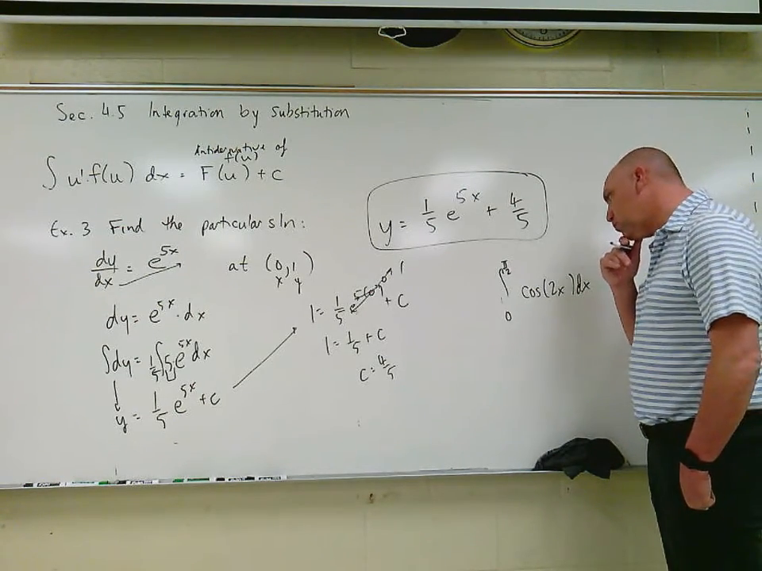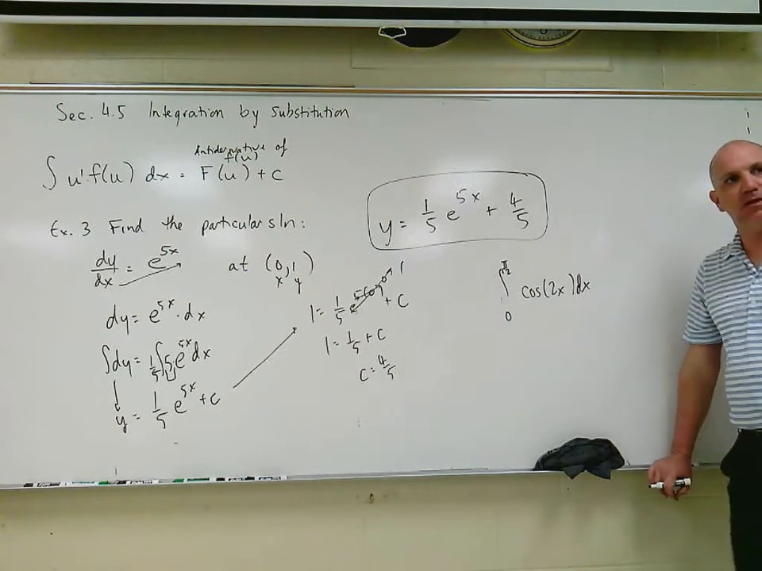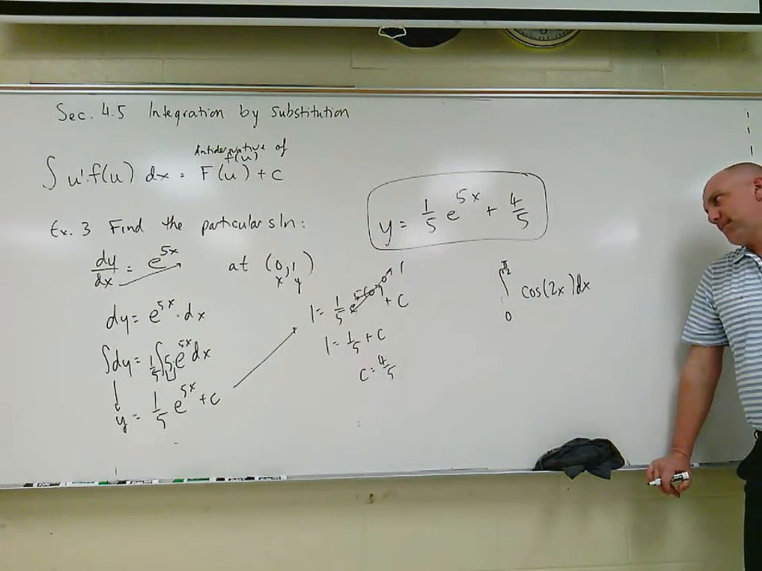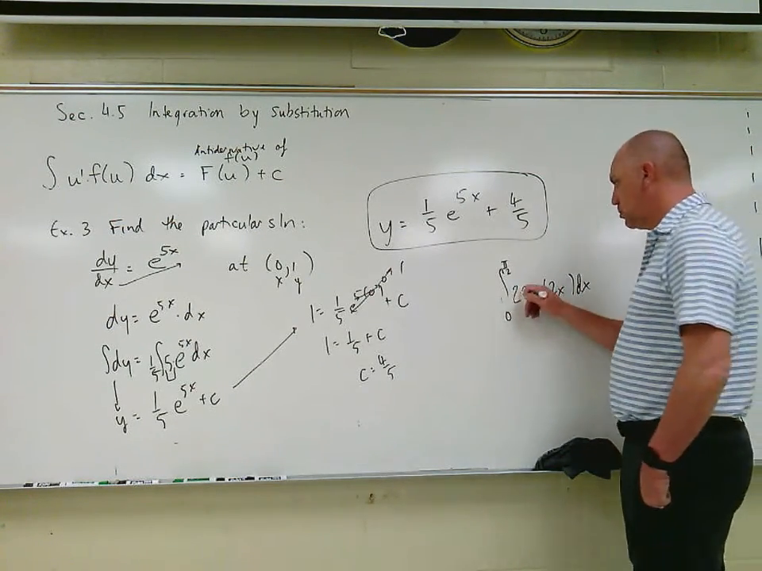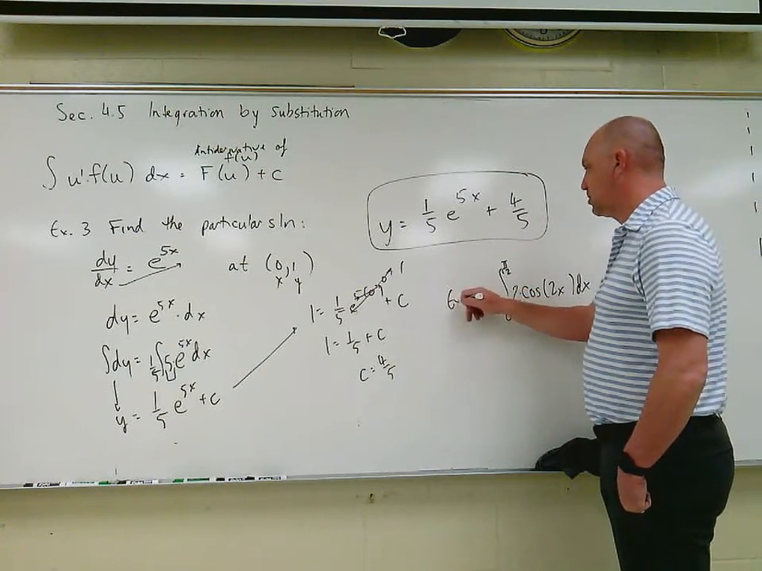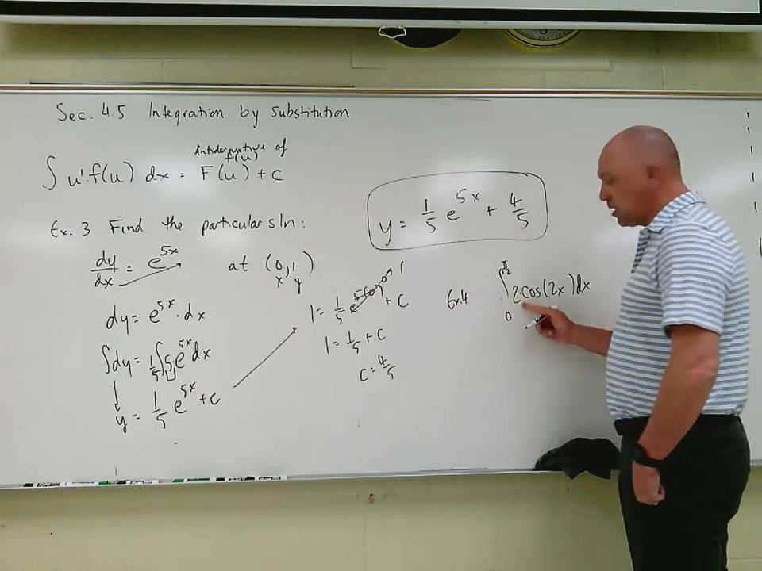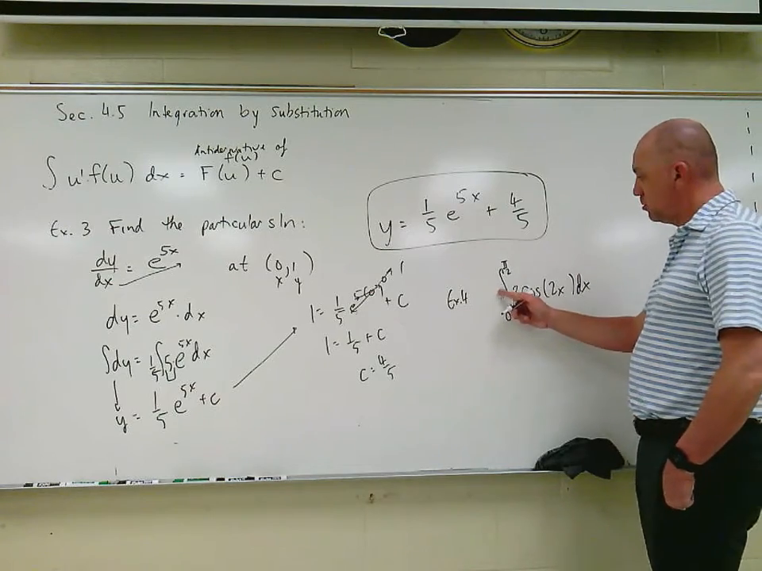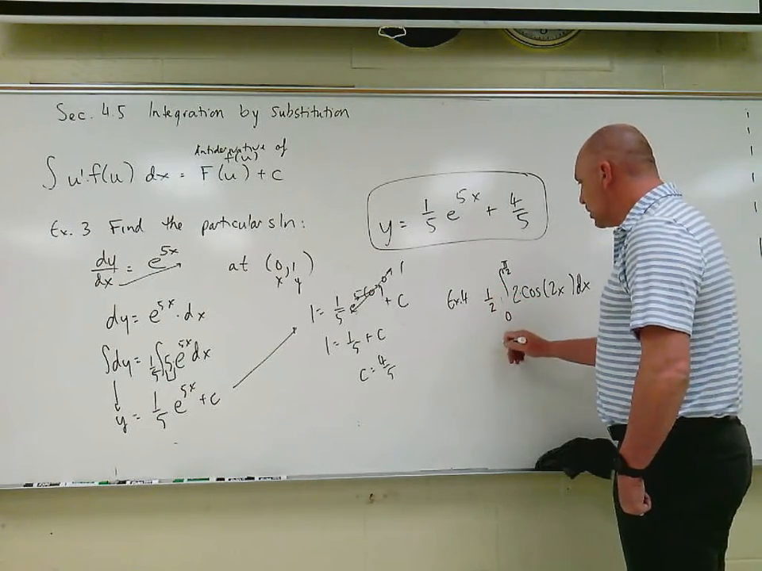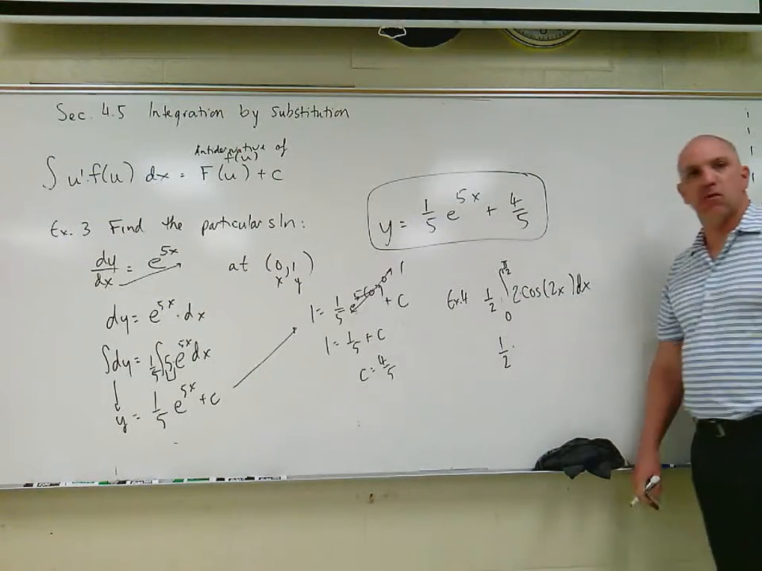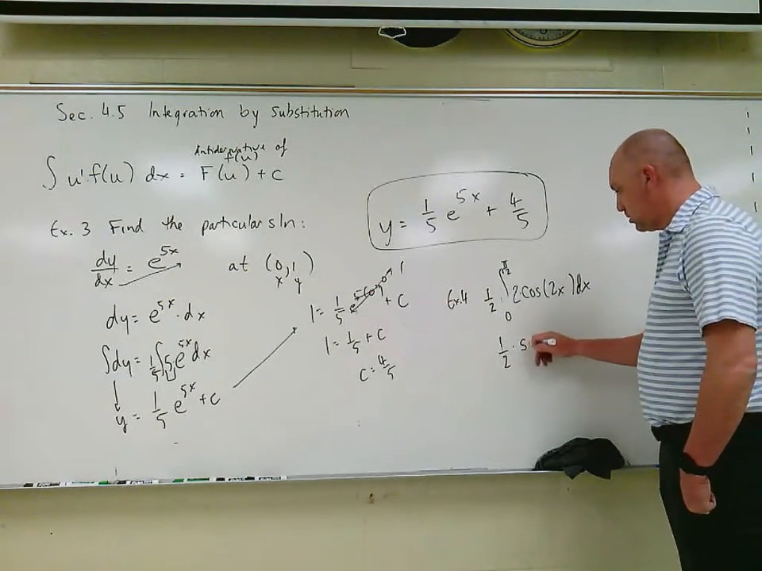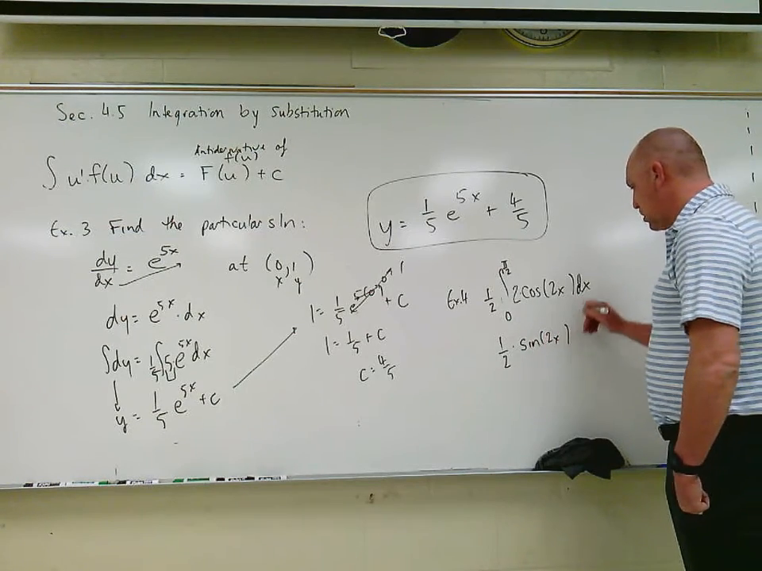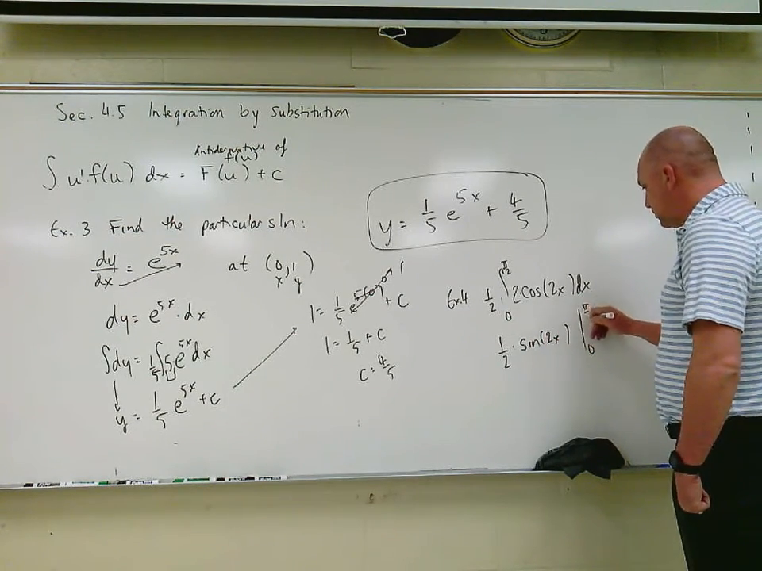So what am I missing in order to integrate? What needs to be there? U prime. What's U prime going to be? 2. So we need a 2. I'm just going to call this example 4. But once I put a 2, I must put what in front? 1/2, okay. So what is the antiderivative of cosine? Sine, right? Sine of 2x. But now I have to put my limits.